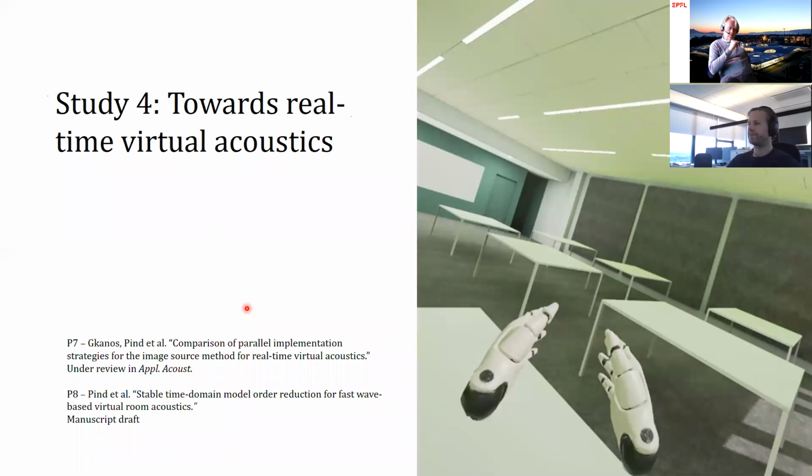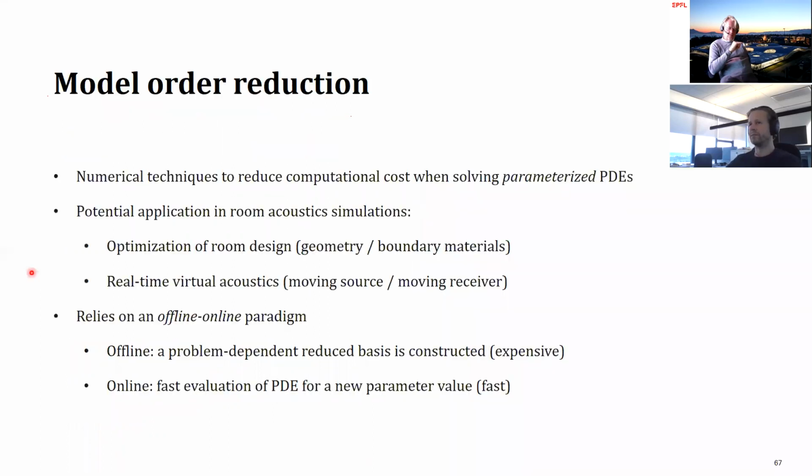Due to time limitations, I will actually need to skip this part completely, but let me tell you a bit about this one here, where we are using what's called model order reduction to speed up wave-based simulations. These are fairly established numerical techniques that can be used to reduce the cost of simulations when solving what's called parametrized partial differential equations, or when we're simulating a room for many different parameter values. For example, when we're optimizing the room design, we might want to simulate the room for many different surface materials or many different geometries, or when we do real-time virtual acoustics, we want to have a moving sound source, etc.